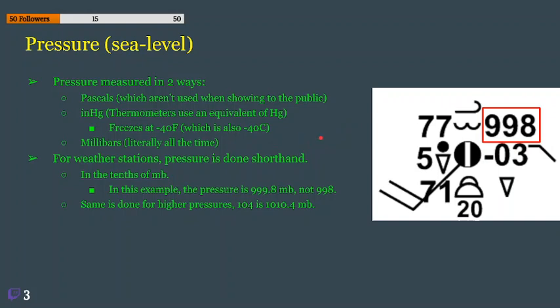So there's pascals, which aren't used when showing to the public. There's inches of mercury, inHg, and today's thermometers use an equivalent of mercury because, in case you don't know, mercury happens to be toxic to humans. Fun fact, mercury freezes at negative 40 Fahrenheit, and this is true, negative 40 Fahrenheit and negative 40 Celsius are the exact same thing. That is the only time that Fahrenheit and Celsius will agree on anything.